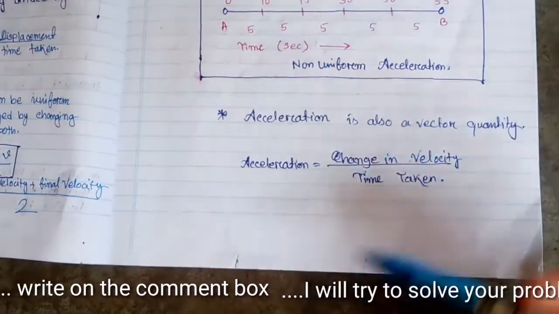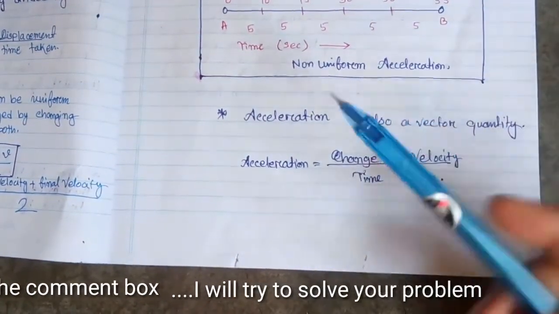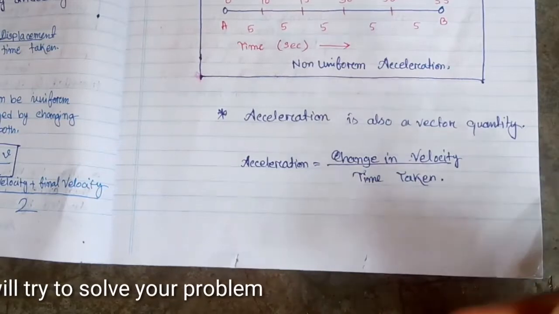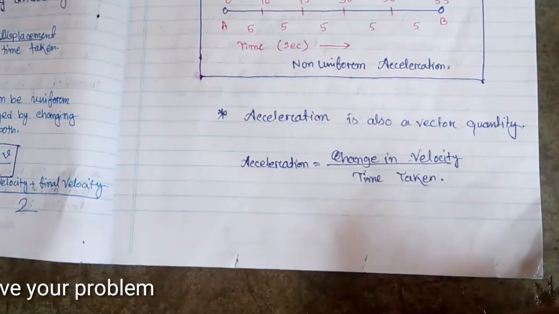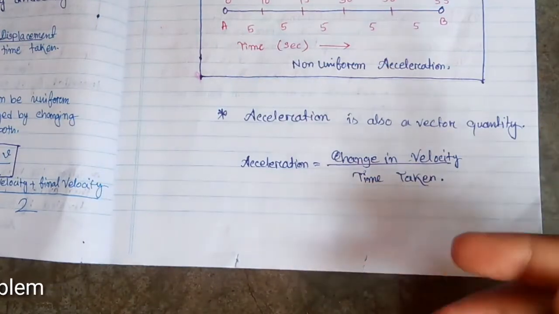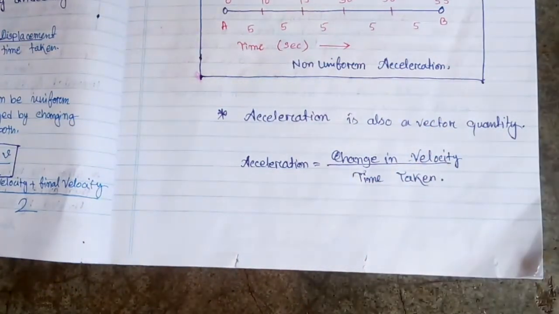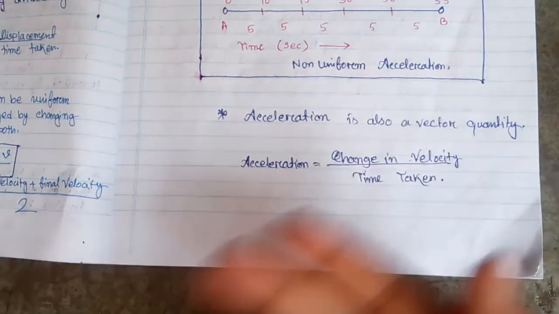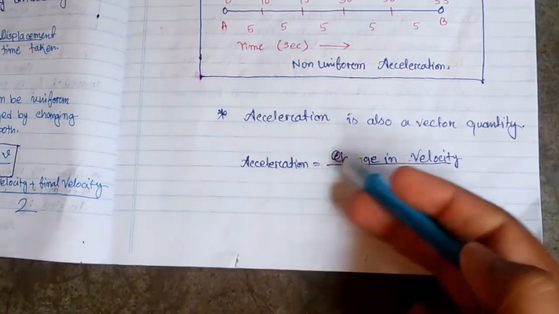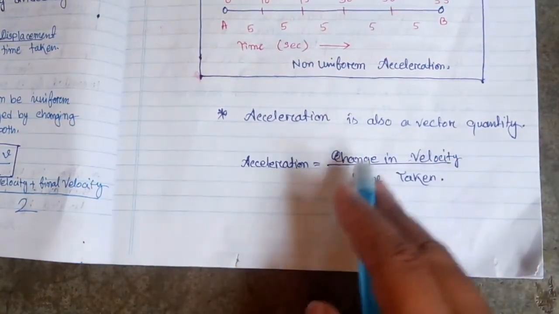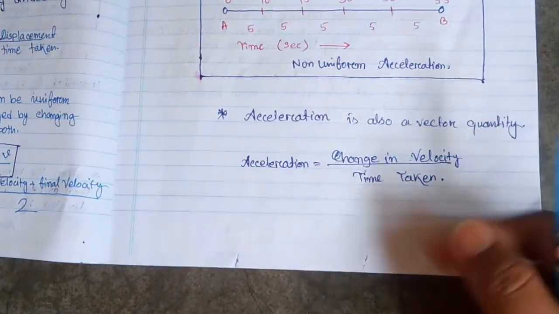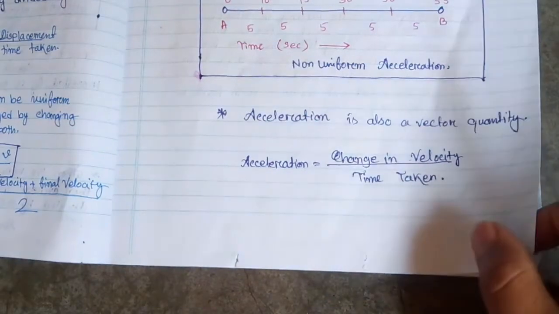Now you can easily understand what uniform acceleration is and what non-uniform acceleration is. Uniform acceleration means the same amount of increment of velocity, and non-uniform acceleration means different increments in velocity with respect to the same time interval. Acceleration is also a vector quantity, because velocity is a vector quantity, so acceleration will be a vector quantity. Acceleration means change in velocity by time taken, and the unit of acceleration is meter per second square.